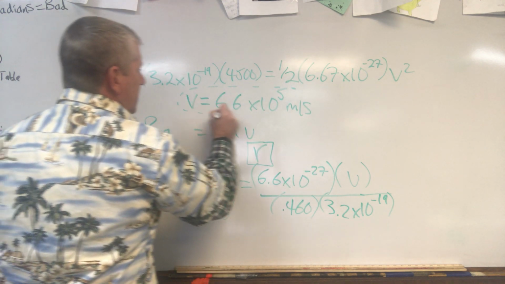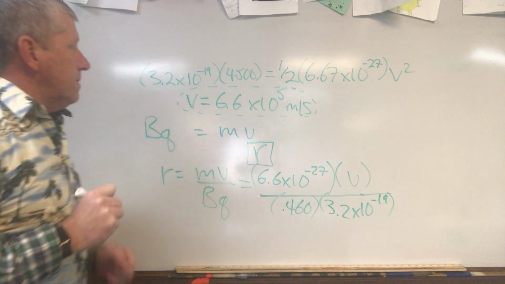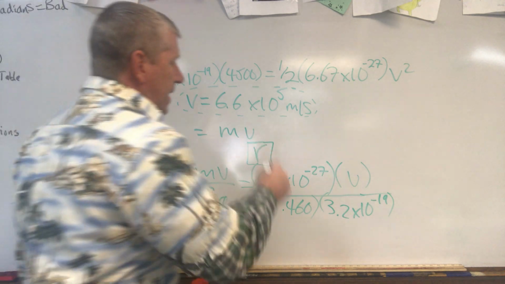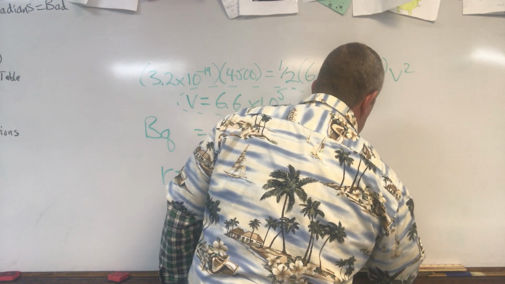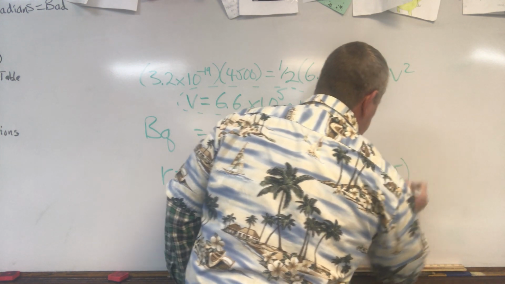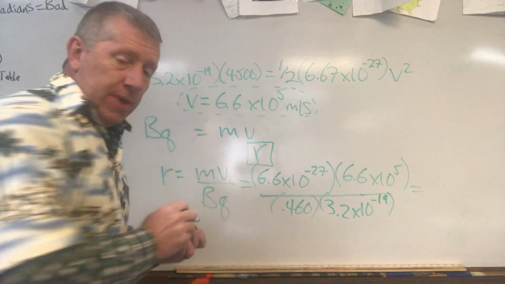I want to put a dotted circle around that. That's not the answer, but that was an important part to get the answer. Now I can put that in here for velocity, 6.6 times 10 to the fifth, and now I can finally solve for radius.